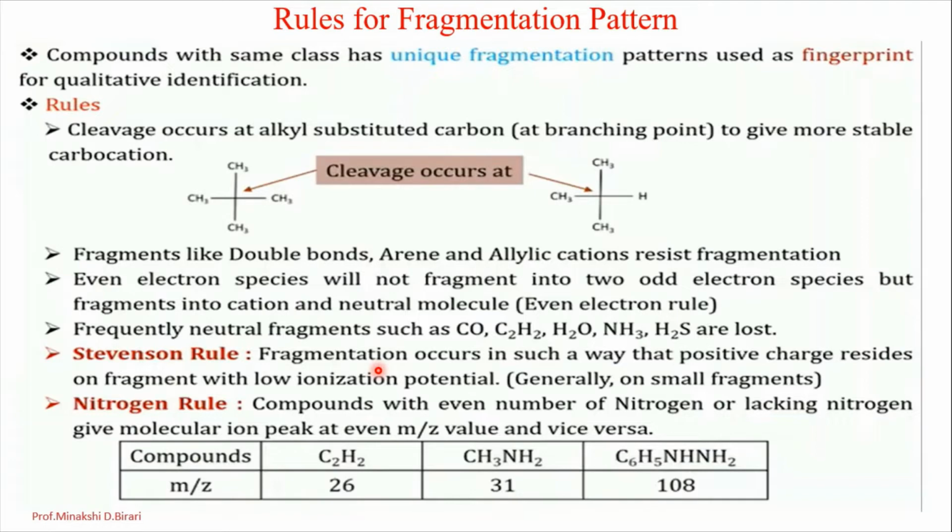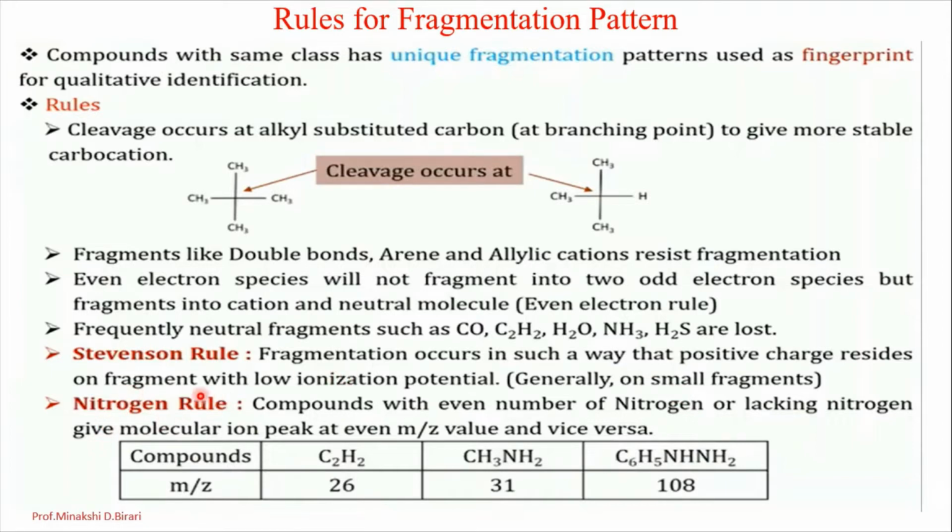We know that a fragmentation process occurs through either homolytic or heterolytic cleavage, but there is cleavage of a bond. And if the fragmentation occurs, then we get a radical and a cation. So during the fragmentation, according to the Stevenson rule, the fragmentation occurs in such a way that the positive charge resides on the fragment with low ionization potential, with the small fragment carrying the positive charge and the larger fragment a radical. So that is the Stevenson rule.